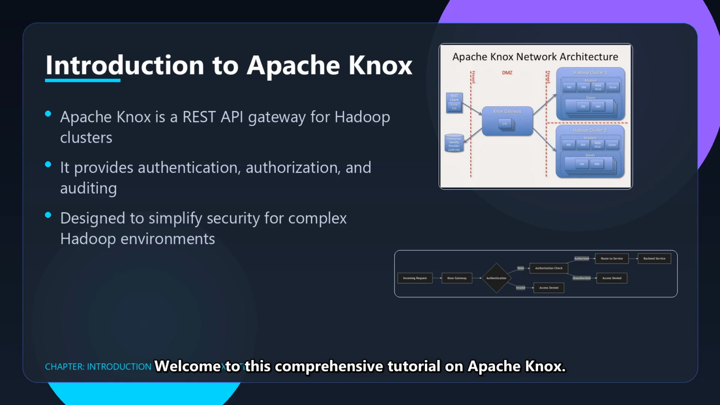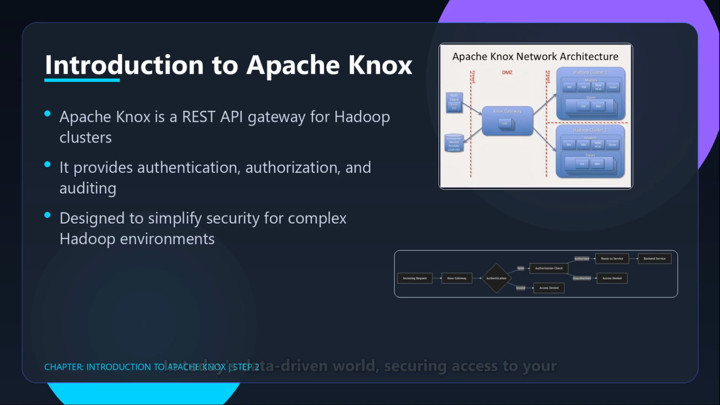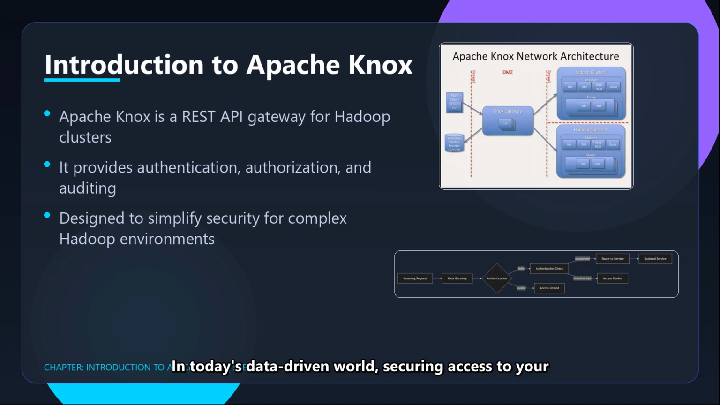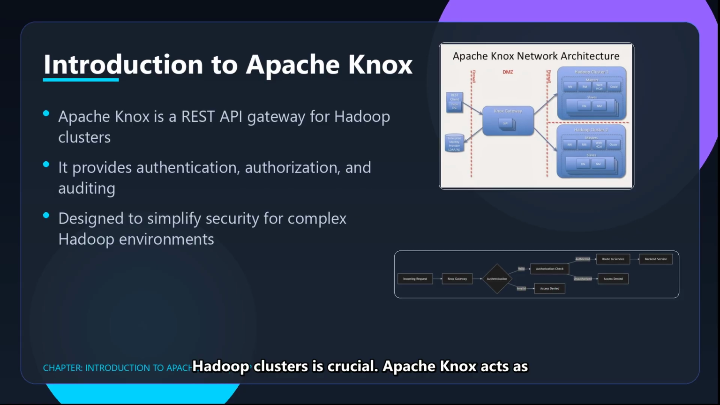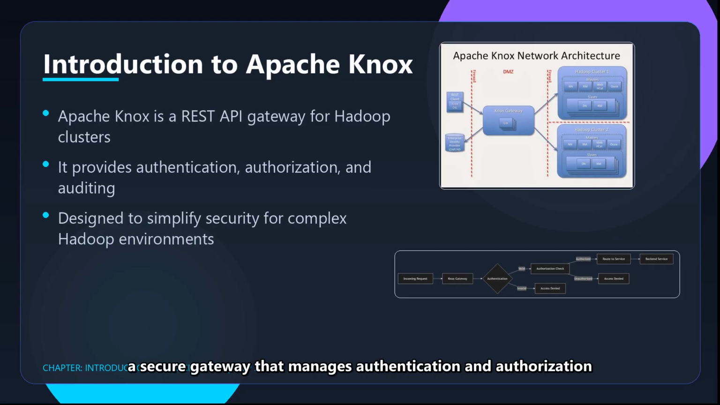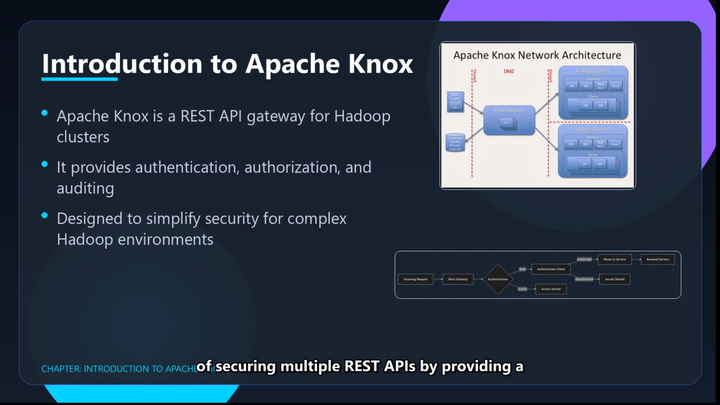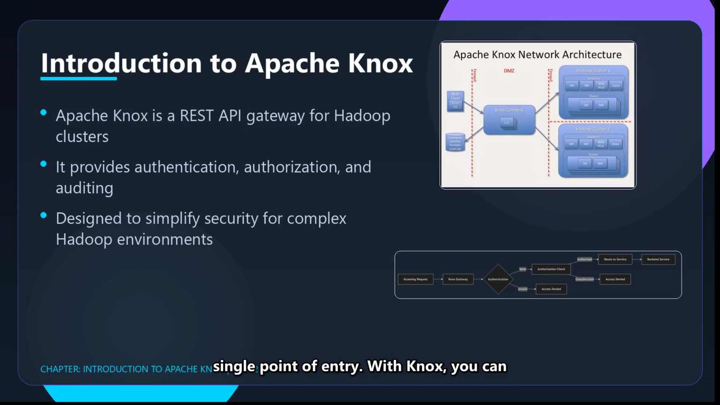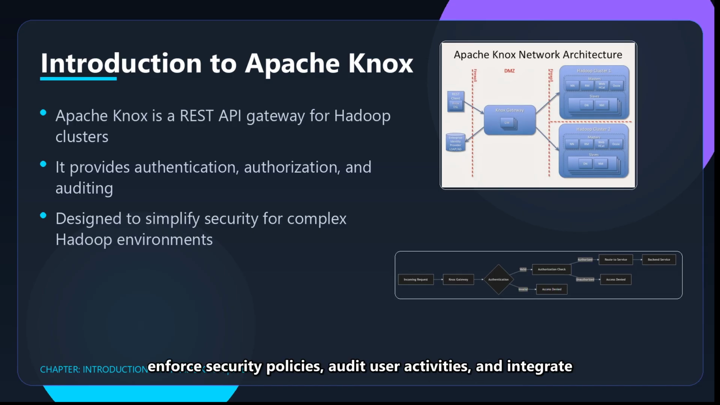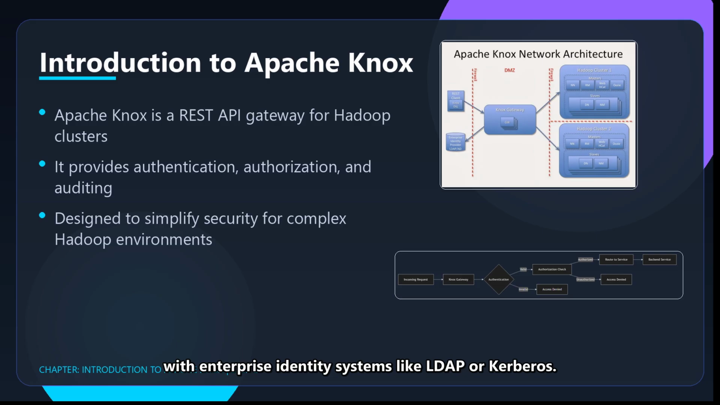Welcome to this comprehensive tutorial on Apache Knox. In today's data-driven world, securing access to your Hadoop clusters is crucial. Apache Knox acts as a secure gateway that manages authentication and authorization for your Hadoop services. It simplifies the complexity of securing multiple REST APIs by providing a single point of entry. With Knox, you can enforce security policies, audit user activities, and integrate with enterprise identity systems like LDAP or Kerberos.